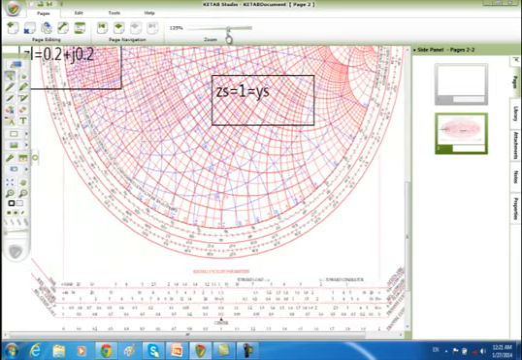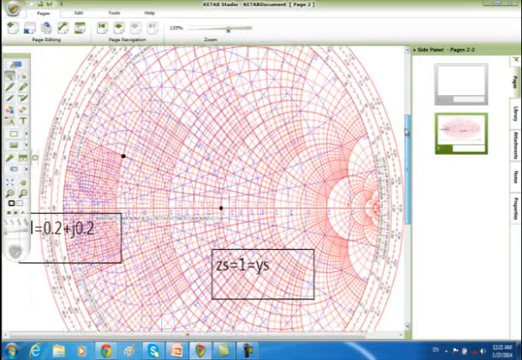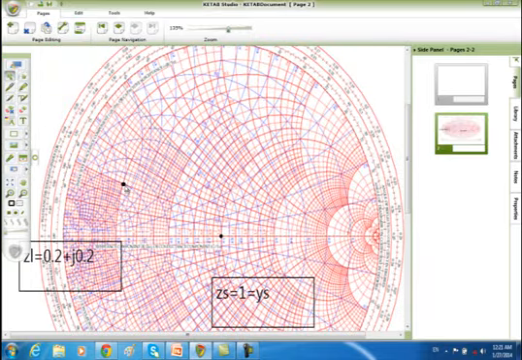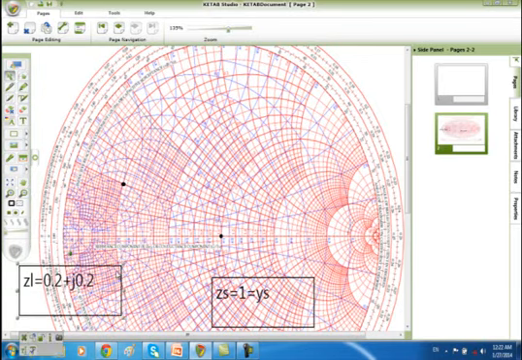To build a matching network we are going to need to move from ZL to Zs by constant R circles or constant G circles. So to move from ZL to Zs we need to move along a constant R circle, which is R equal to 0.2, until we get to the G equal 1 circle. So as we can see, we are moving like this and then like this.